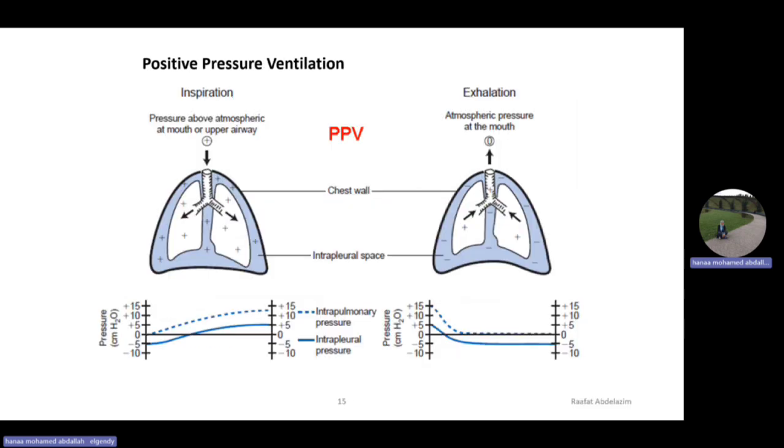While in positive pressure ventilation, during inspiration, all pressures will be above zero, above the atmospheric pressure at the mouth or the upper airway. While in exhalation, the atmospheric pressure at the mouth is zero, while the pressure inside the alveoli is positive, and the intrapleural pressure is less positive or slightly negative.